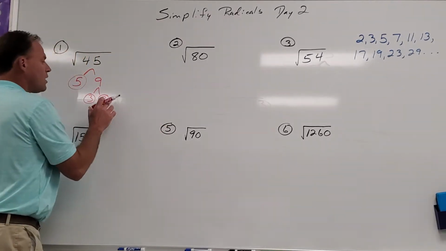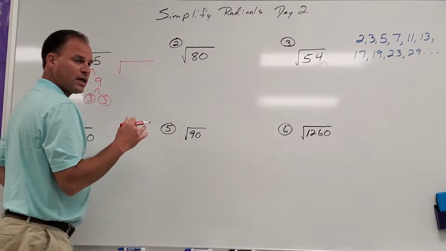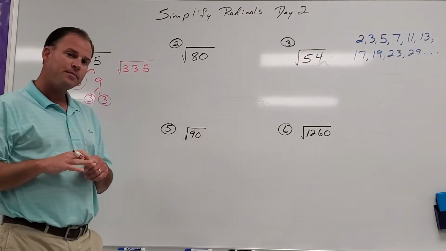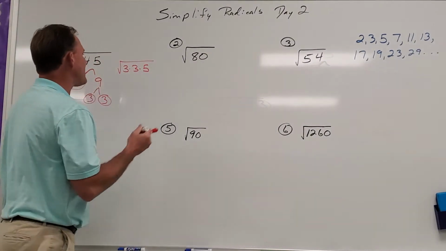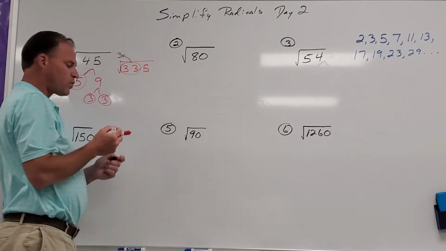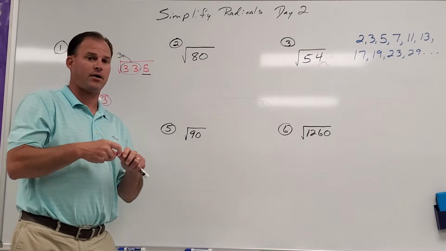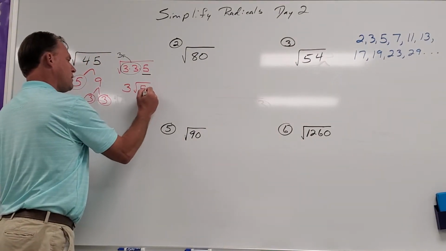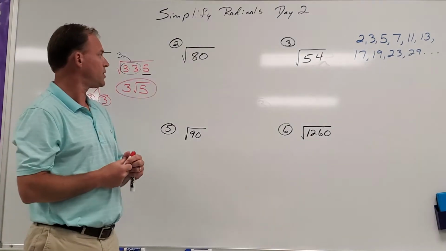So now I would write this in order, and try to be organized when you put your numbers in this radical when you rewrite it. So I've got 3 times 3 times 5. Now I've got a pair of 3's getting out of the radical. This 5 does not have a pair, so it's not getting out of the radical. So the answer here is simply 3 root 5.